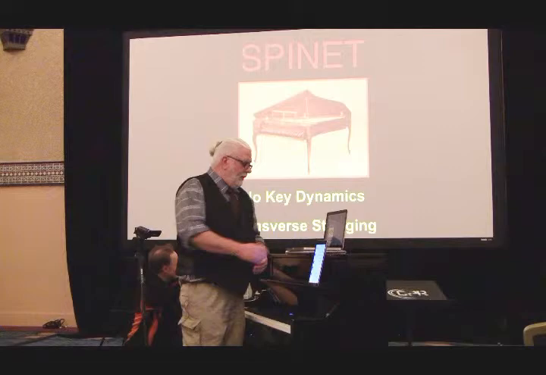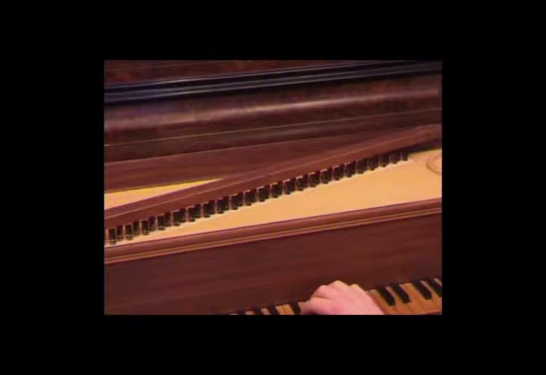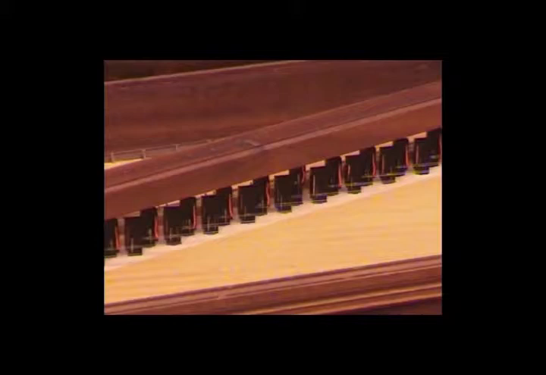So, this is our spinet, and let us see how it works. You see this little white nose going up. This is the plectrum. The red piece of felt is a damper, and the whole device is called the jack.